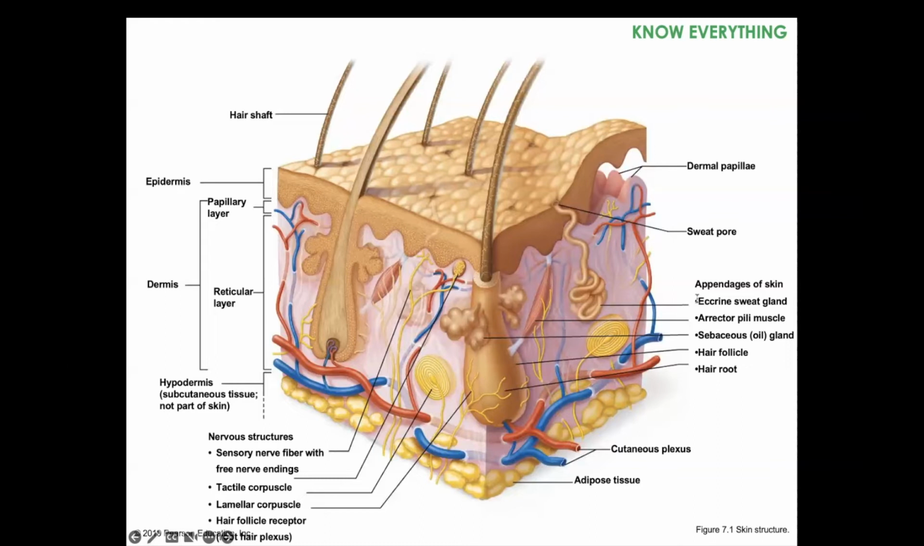Finally, we have specialized sensory structures. There is a sensory nerve fiber with a free nerve ending. There is the tactile corpuscle, which will sense light pressure, and the lamellar corpuscle, which will sense heavier or deep pressure. Make sure you guys review this slide several times and can identify each of the structures that are labeled on the image. This will be on the practical.